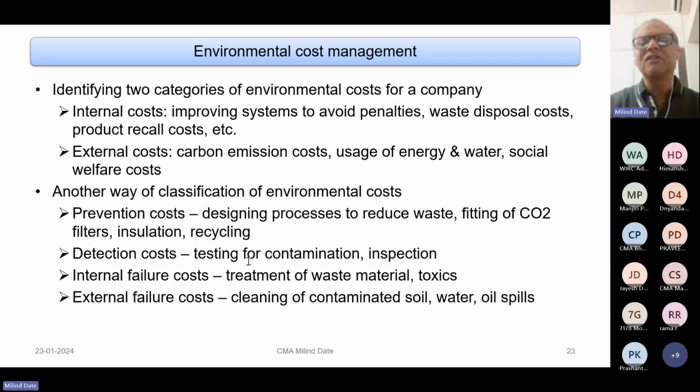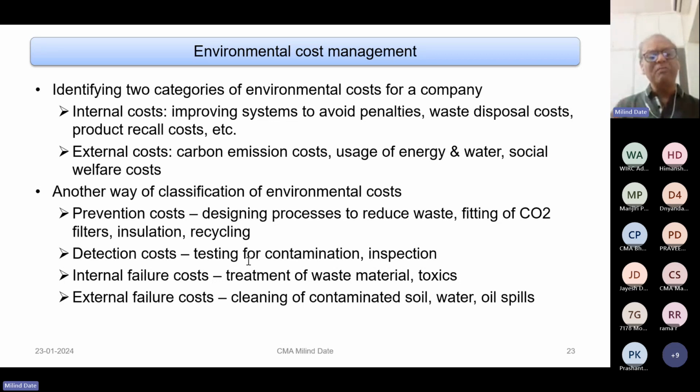The way in which you can classify these costs is, the prevention costs, detection costs, internal failure, and external failure. Prevention could lead to designing of processes to reduce wastage. For example, you have CO2 filters, insulated materials, recycling of the waste. So design processes for that. It's trying to prevent negative effects on the environment. That's why called as preventive cost.